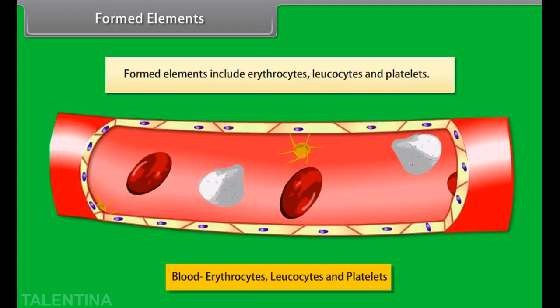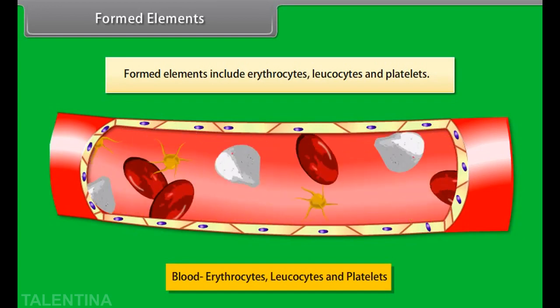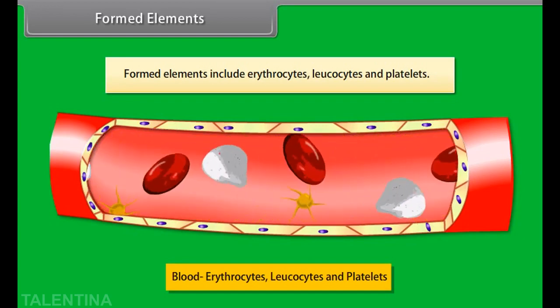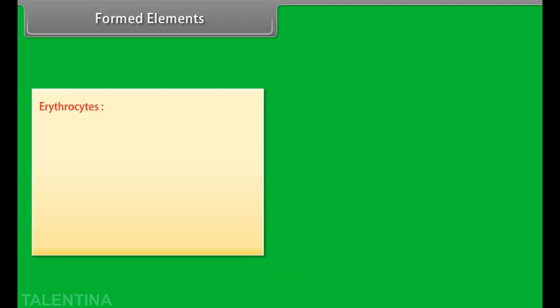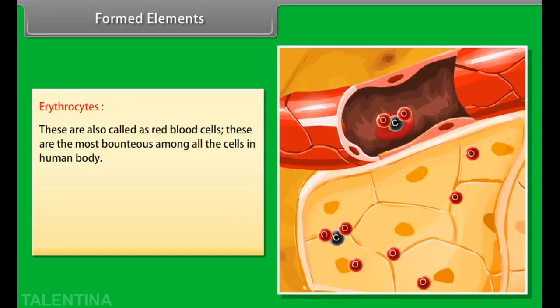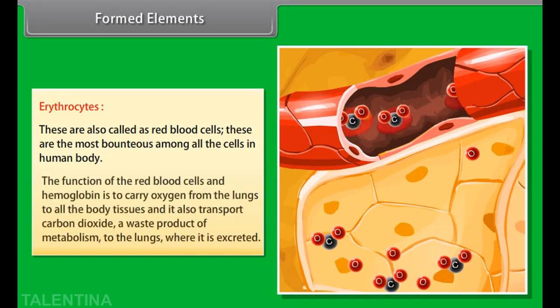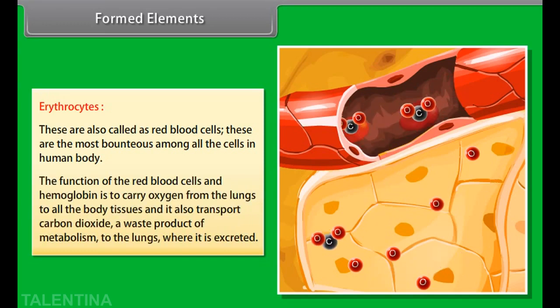Formed elements. Formed elements include erythrocytes, leukocytes, and platelets. Erythrocytes. These are also called red blood cells. These are the most abundant of all the cells in the human body. The function of the red blood cells and hemoglobin is to carry oxygen from the lungs to all the body tissues, and it also transports carbon dioxide, a waste product of metabolism, to the lungs, where it is excreted.